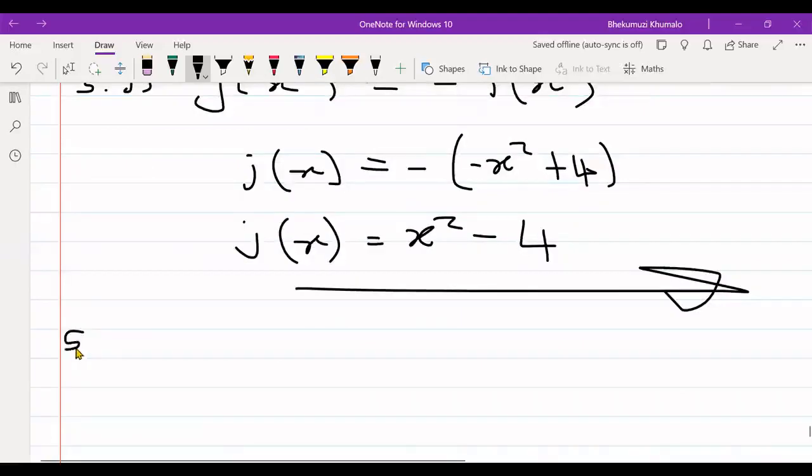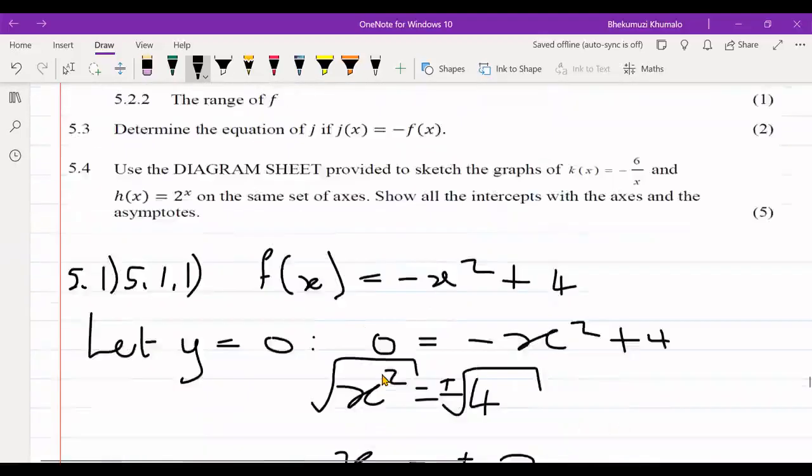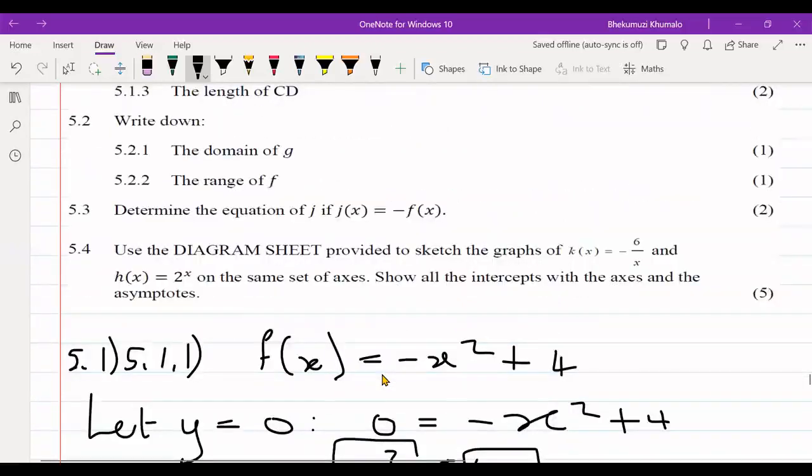Now we go to 5.4. With 5.4, I think it's a drawing. So a bunch of words. They say use the diagram sheet provided to sketch the graph of k of x, which is equal to negative 6 over x, and h of x, which is equal to 2 to the power x, on the same set of axes.